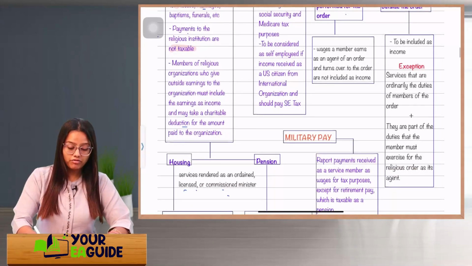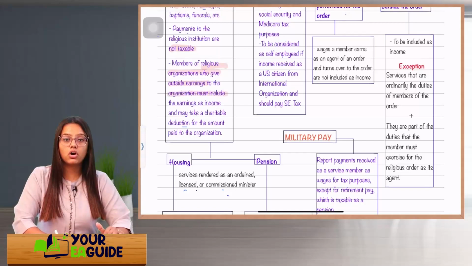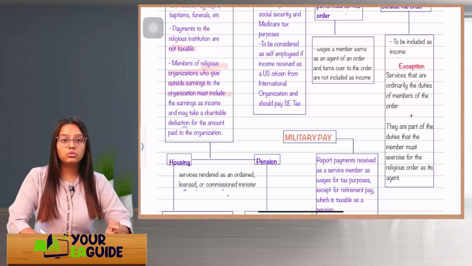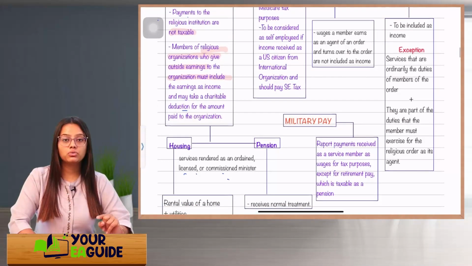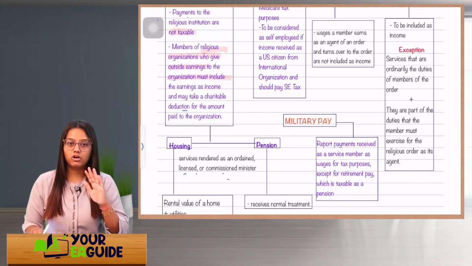Then a member of a religious organization who gives outside earnings to the organization must include that earning as income and may take a charitable deduction for the amount paid to the organization. Just a simple logic is there.